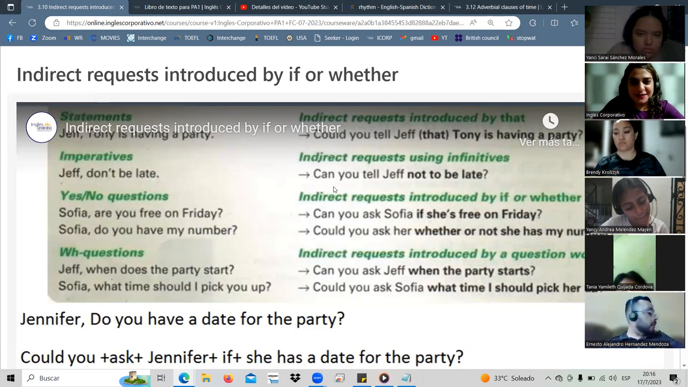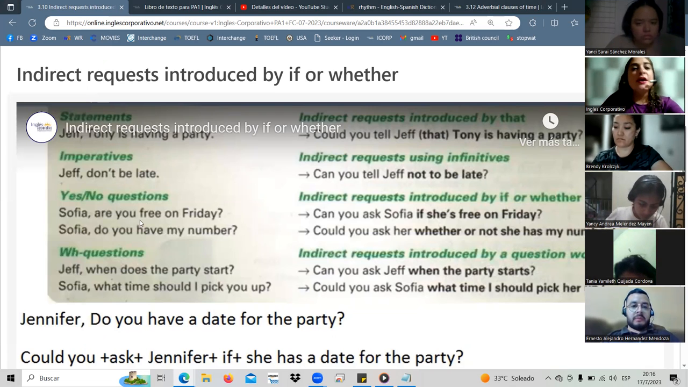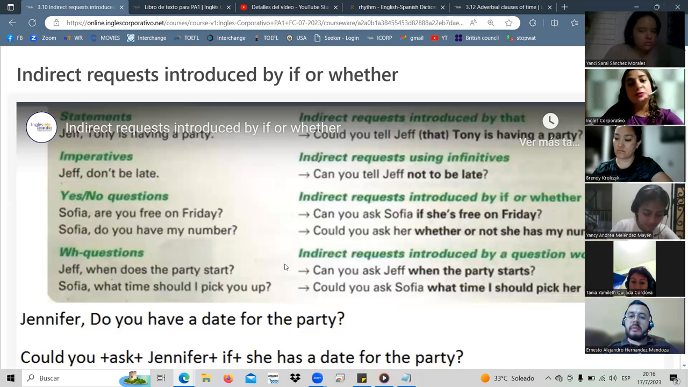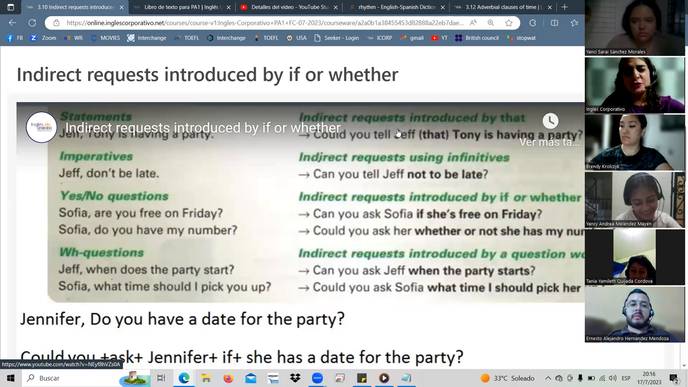Veamos, como les digo, esta imagen nos puede ubicar un poquito mejor de cómo hacer la indirect request, pero sí puede ser como en preguntas, yes, no, ¿verdad? Si es yes and no, ahí podemos decir if or whether. Si es WH question, then ocupamos cualquier WH question. ¿Ok? Y si es un imperative, como lo dice maybe, en este caso, pues vamos a decir, can you tell, can you ask, can you say to my friend that?